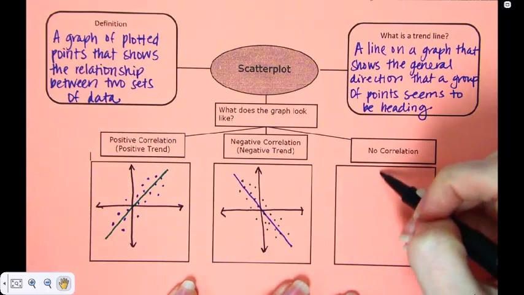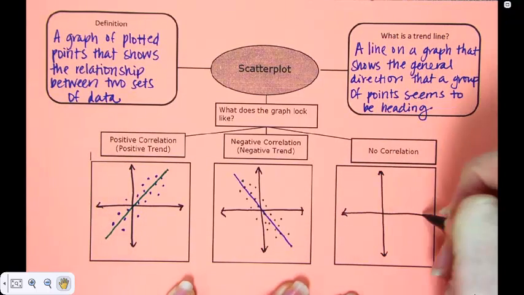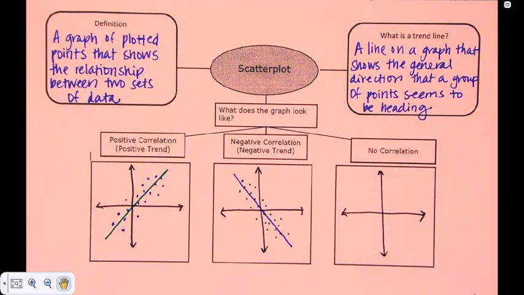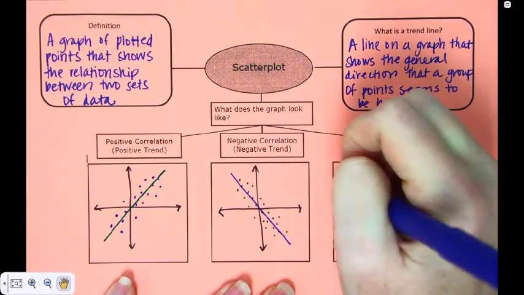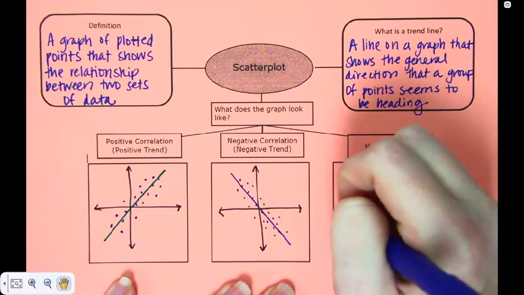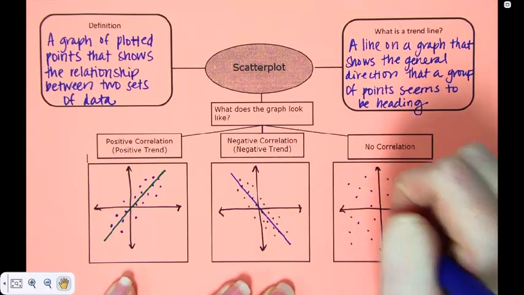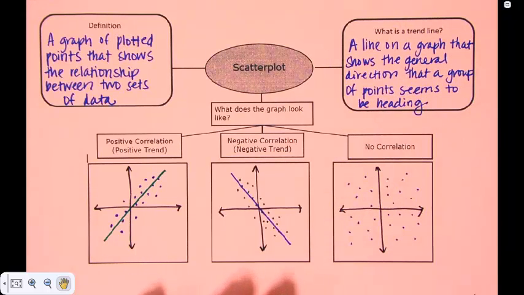Last, let's look at no correlation. So here's another XY coordinate plane. And so what do you think no correlation is going to look like? Well, if it's not positive and going up, and if it's not negative and going down, then that means it's all over the place. So no correlation means that your dots are really just scattered all over the graph. And there's no general direction that the points seem to be going in.